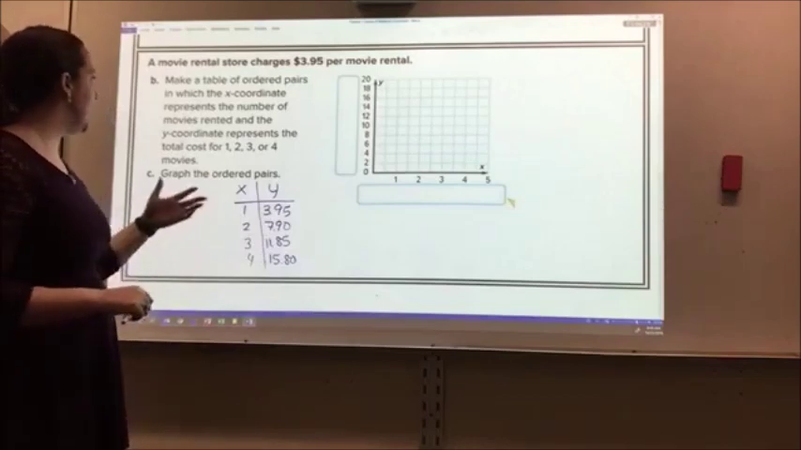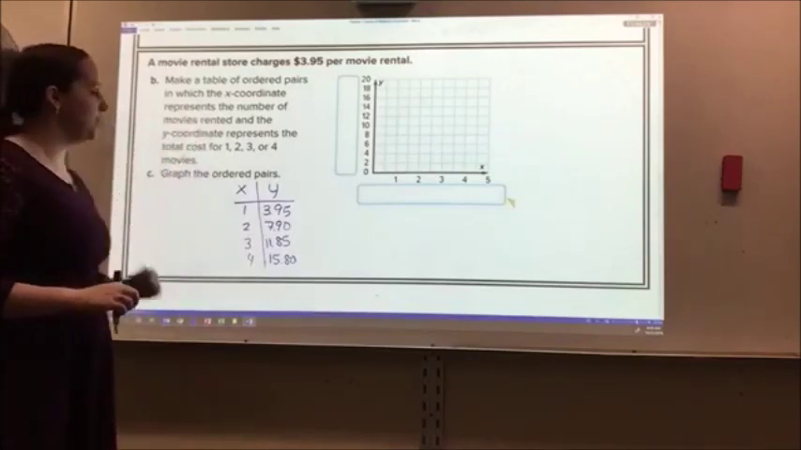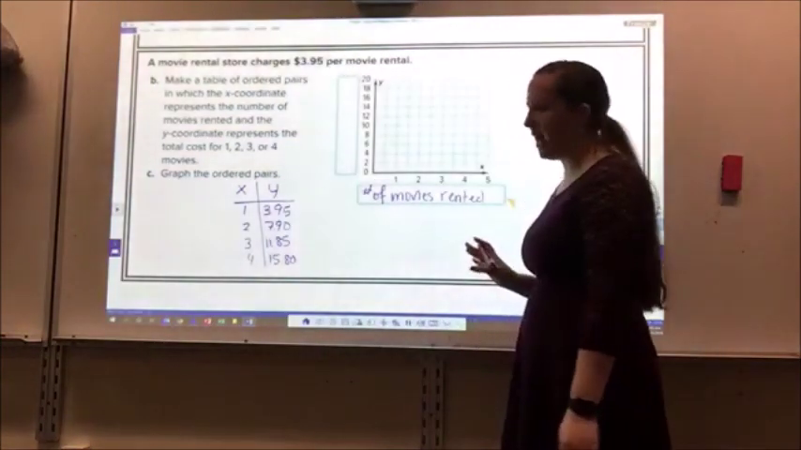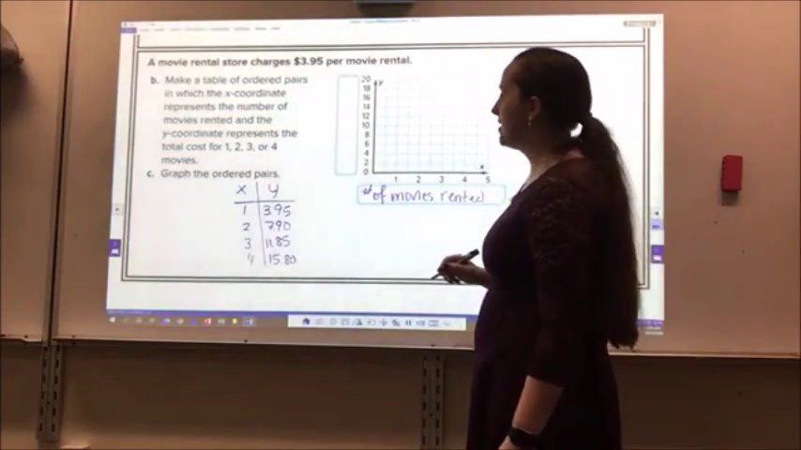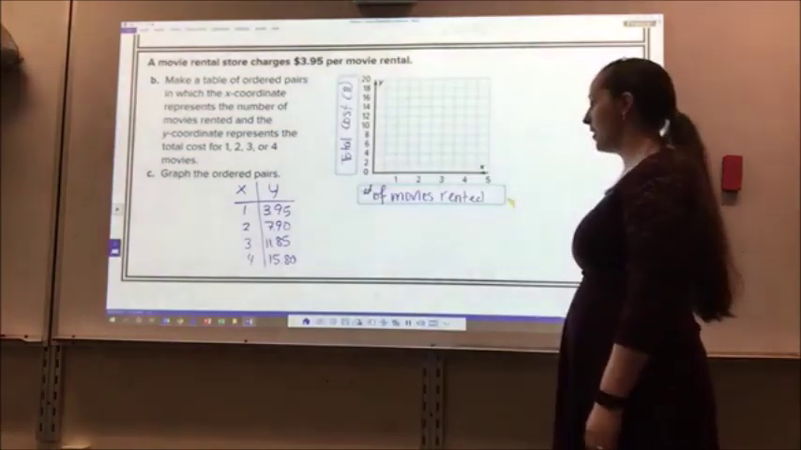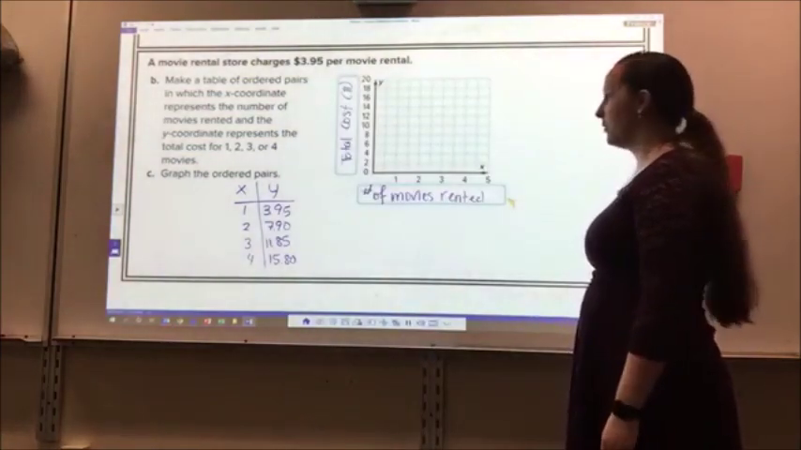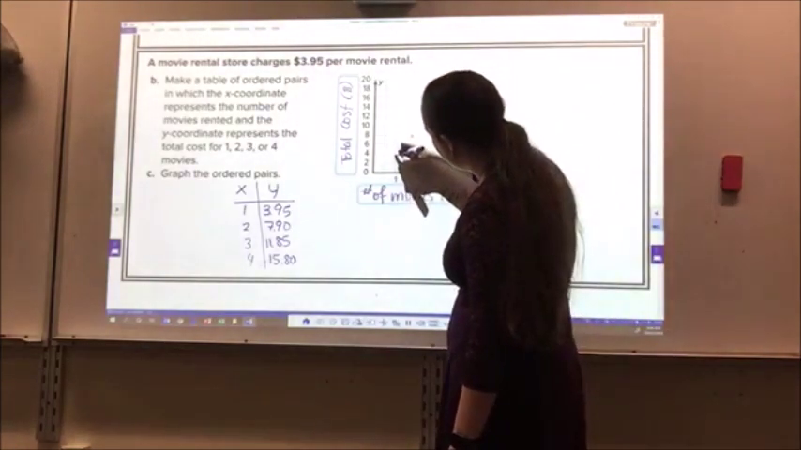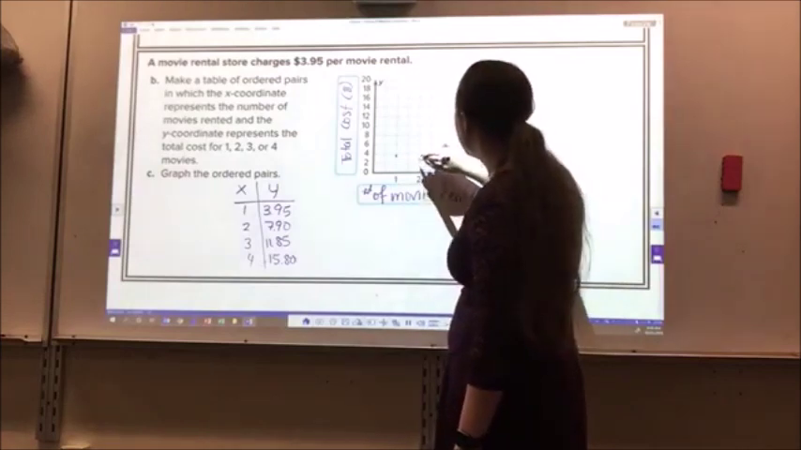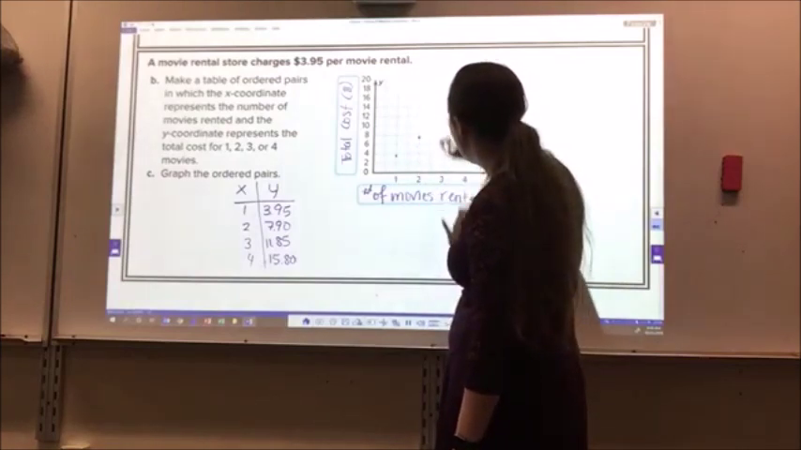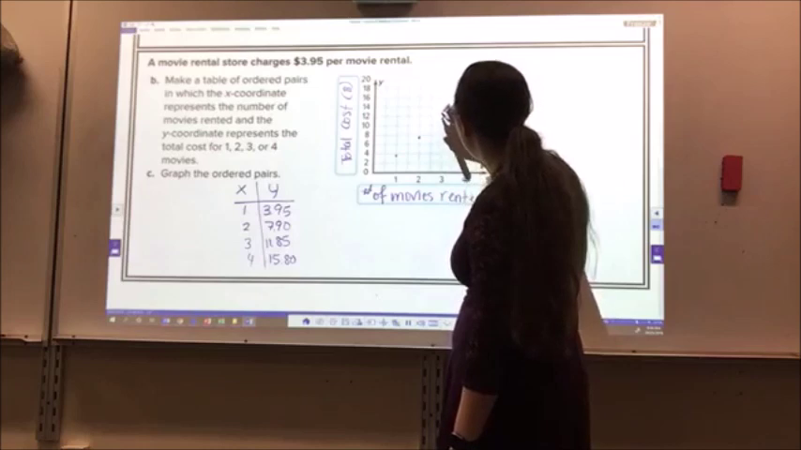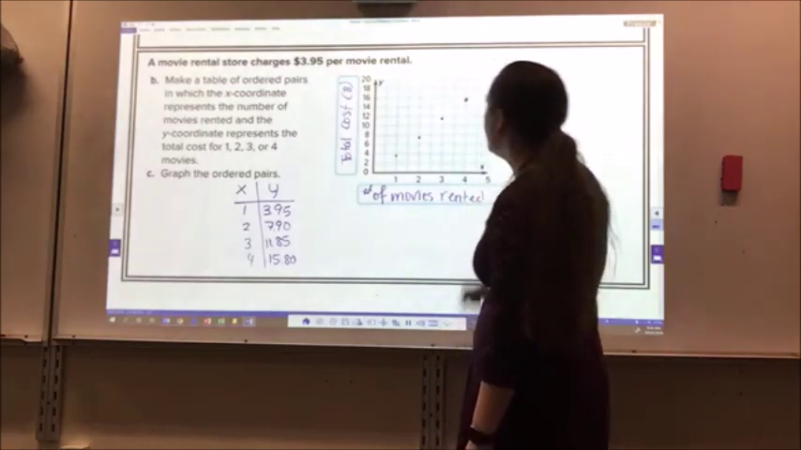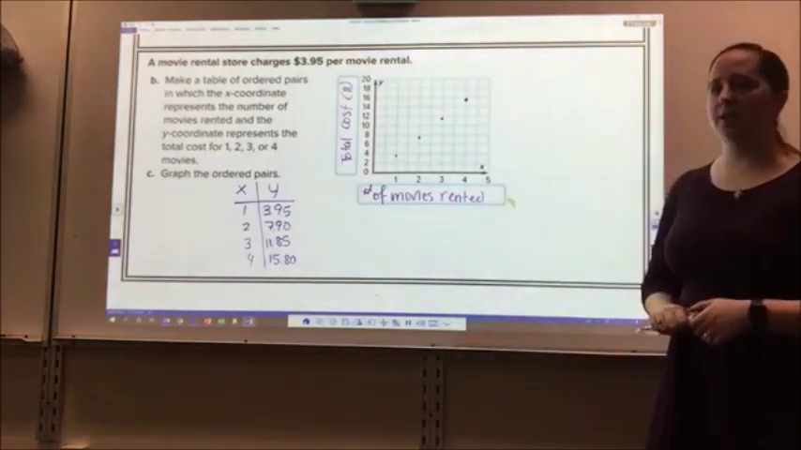So my x values, my x coordinates represent the number of movies rented. It's always important to label your axes. And y represents the total cost. Okay? Then it asks me to graph my ordered pairs. So my first one is about here. 2 movies is $7.90. 3 movies is $11.85. And 4 movies is $15.80. Okay. So when I graph, I should have something that looks like this.